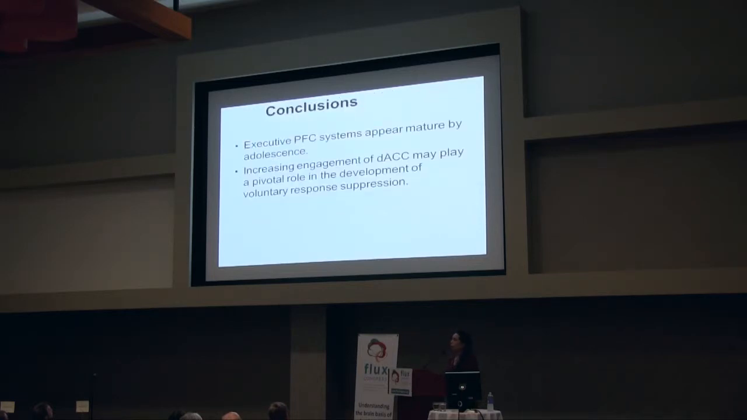So in conclusion for this study, we found that executive prefrontal cortical systems appear mature by adolescence. This also includes the frontal eye field. And that increasing engagement of the dorsal anterior cingulate cortex may play a pivotal role in the development of voluntary response suppression.